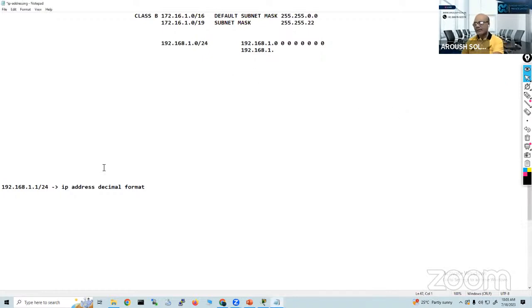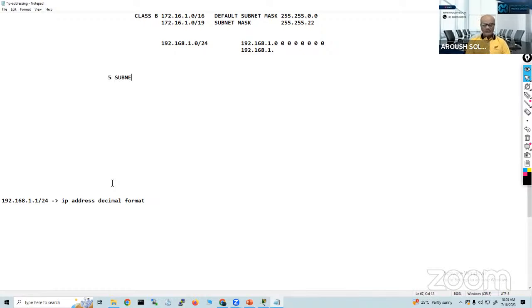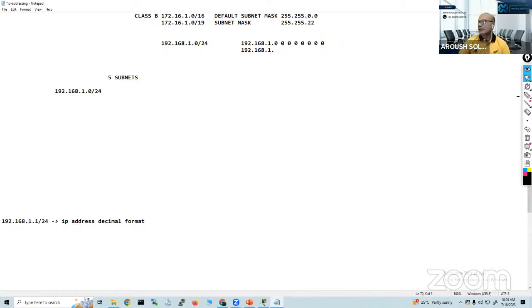See, this is my IP address. So I want the 5 subnets. Okay, IP address is 192.168.1.0/24. Okay, the formula I told you is 2 to the power of n should be greater than or equal to your number of subnets.